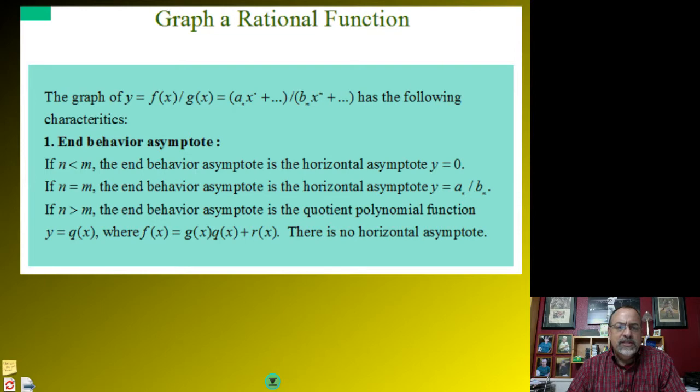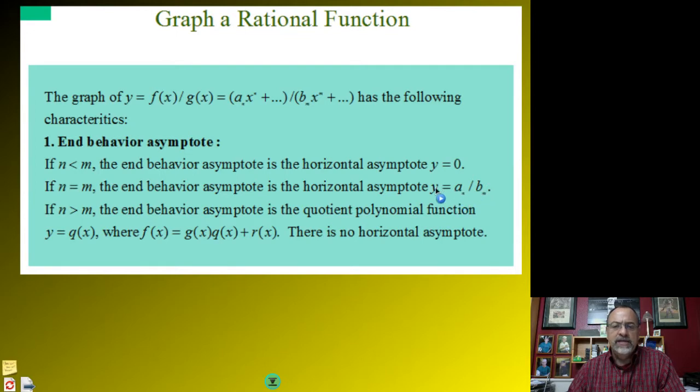In your book, it has this little chart and it talks about the graphs and the end behavior asymptote, and it has these 3 scenarios that we looked at last year. First, if the degree of the numerator is less than the degree of the denominator, your end behavior asymptote is the horizontal line y equals 0. If the degree of the numerator and the degree of the denominator polynomials are equal, then your horizontal asymptote is the line y equals a over b.